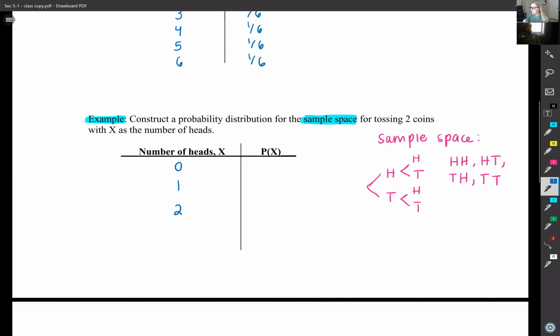So to get 0 heads, let's see how many events in my sample space satisfy that. If I get 0 heads, my only option is tails, tails, because in all the other options, I have at least 1. So I either have heads once or heads twice. So the only option for having 0 heads is getting tails, tails. So that's 1 out of 4 things in my sample space, which means its probability is 1/4.